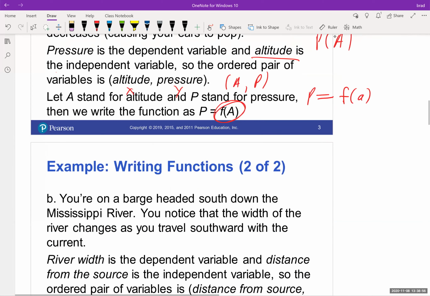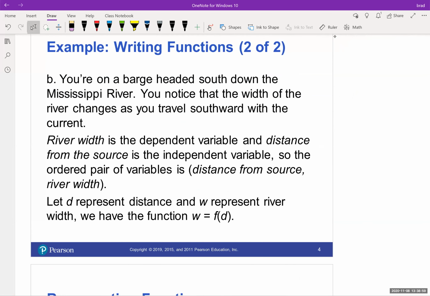So let's go on down to here. It says you're on a barge headed south down the Mississippi River. You notice that the width of the river changes as you travel southward with the current. So the river width is changing based on how far south you go.